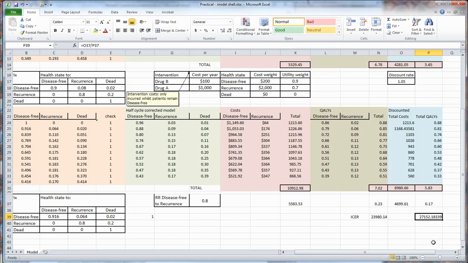And see the ICER has increased, and that's because the effect of discounting has been greater on the difference in QALYs than it was on the difference in costs. And so we get a slightly increased ICER. So that's the end of the workbook for Practical 3.